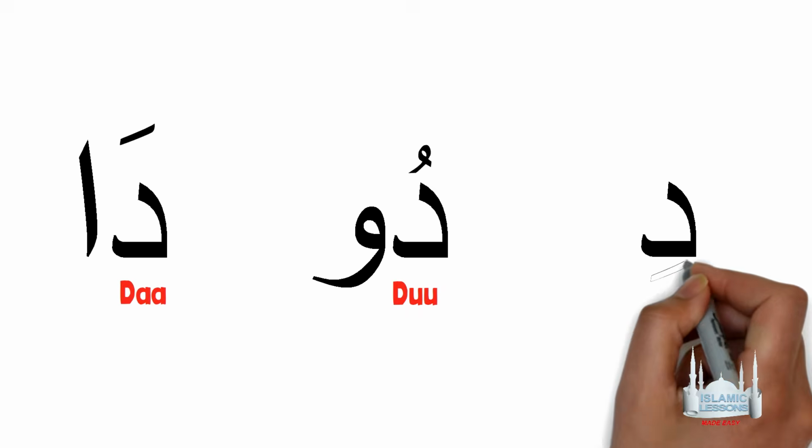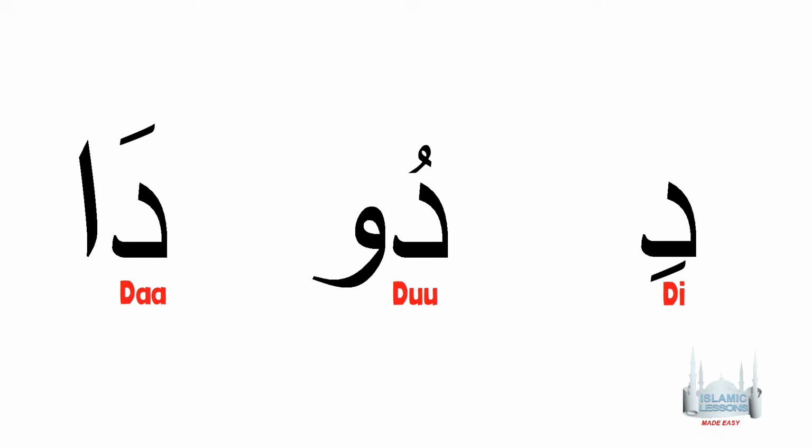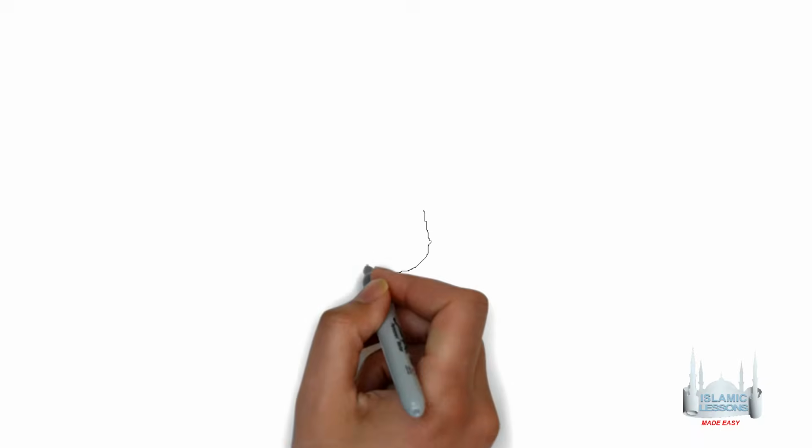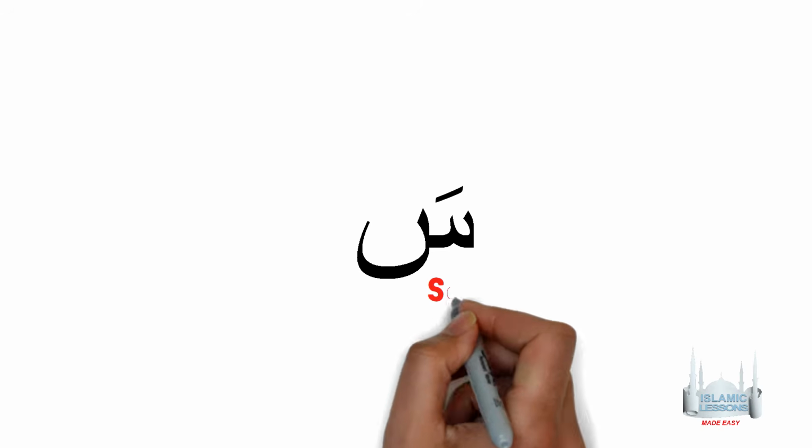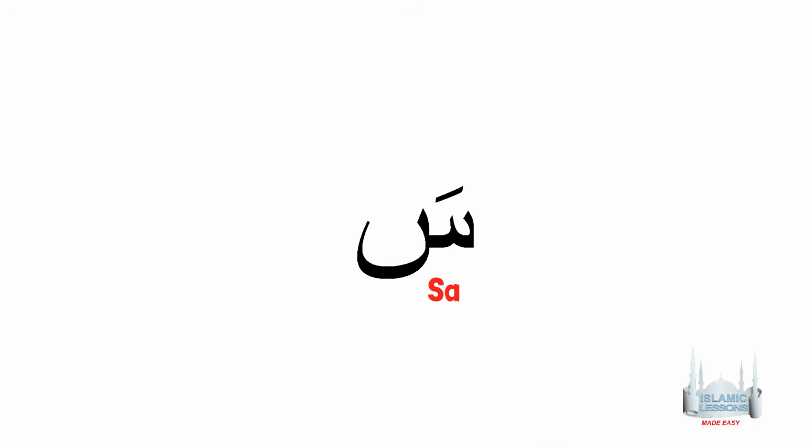If the dal has a kasra, it will read as di. The ya stretches the kasra, and it will read dii, and not di. Dii. You pronounce the e sound for 2 counts. Another example, this is the letter sin. With a fatha, it is sa. The alif will stretch the fatha, and it will become saa. You pronounce the a for 2 counts.